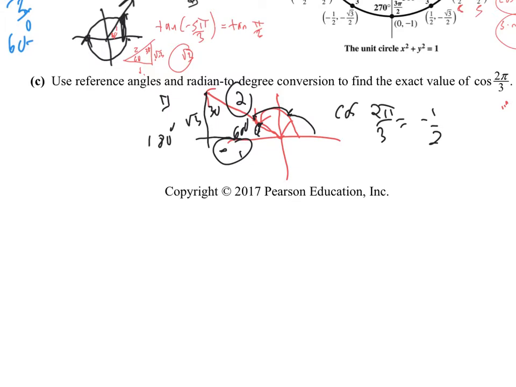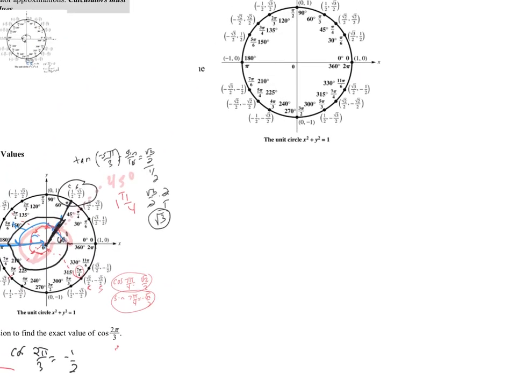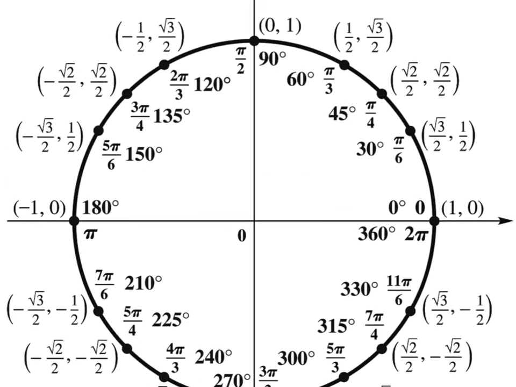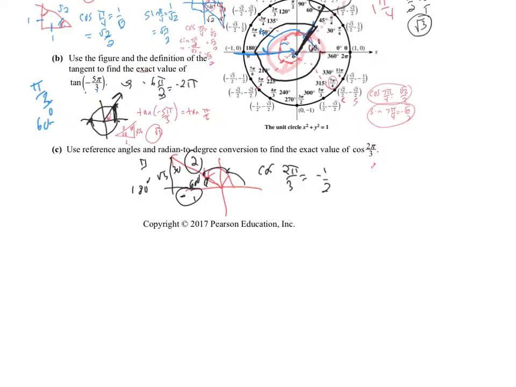Let's just double check that. 2 pi over 3 in my unit circle that I have up here. 2 pi over 3 right here. 120 degrees. Negative half was the cosine. Sine is square root of 3 over 2. And that is what I have.